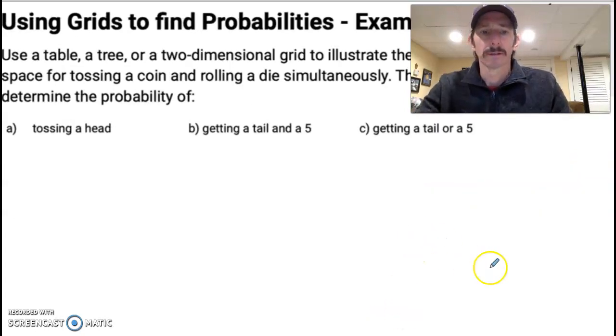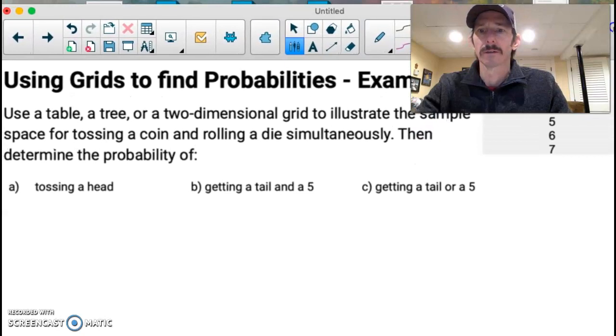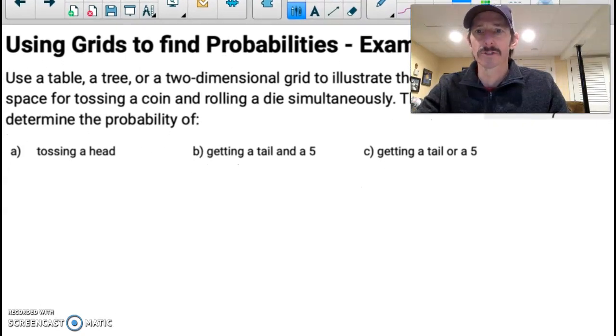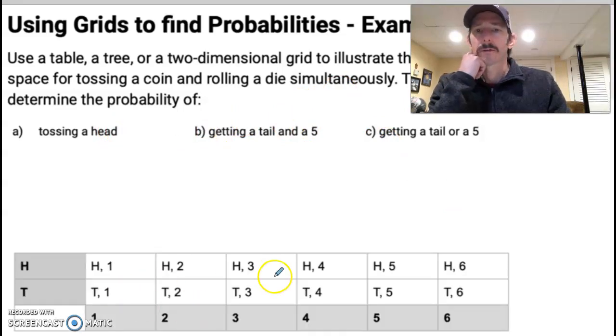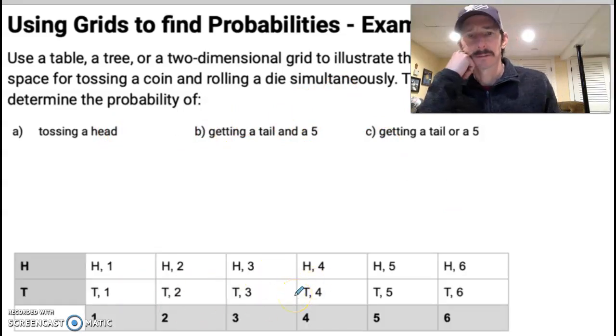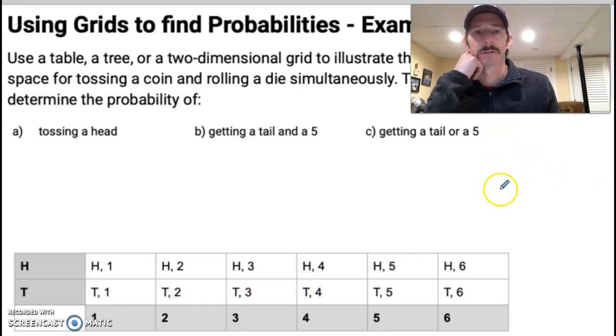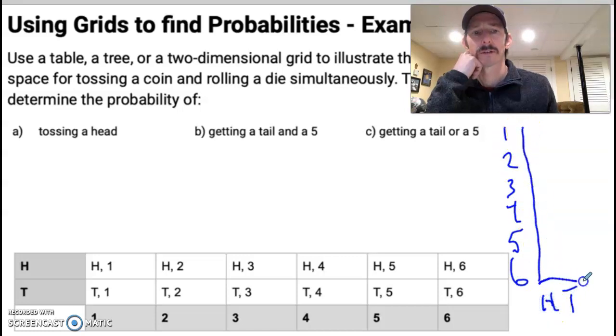So again, I somehow messed up the video screen on this, so I'll show you what this problem is. We're going to use a table, a tree, or a grid to illustrate the sample space for tossing a coin and rolling a die simultaneously, and then determine each of these probabilities: tossing a head, getting a tail and a 5, getting a tail or a 5. So I made a table, but this really is the same. You could quickly do this with one of those grids if you wanted to, with your 1, 2, 3, 4, 5, 6, and your head, tail. I just did it this direction because I had room over here.